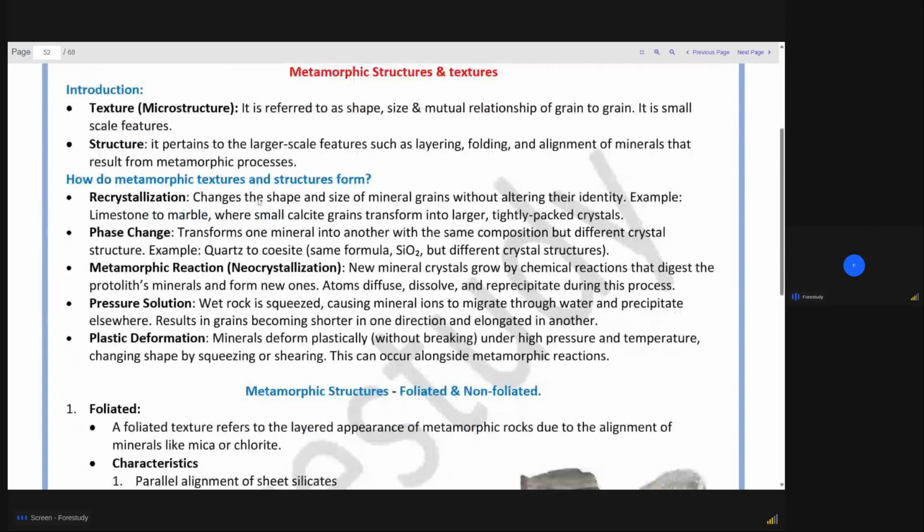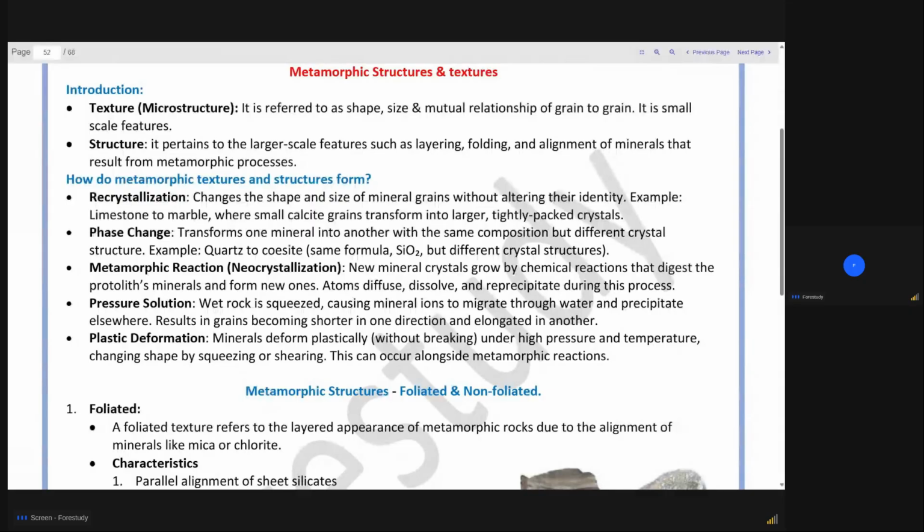So texture or microstructure is referred to as the shape, size, and mutual relationship of grain to grain. It is a small scale feature. So it is the same as in igneous rock. The grain to grain relationship and the pattern that it shows is called texture, or in metamorphic rock it is called metamorphic texture.